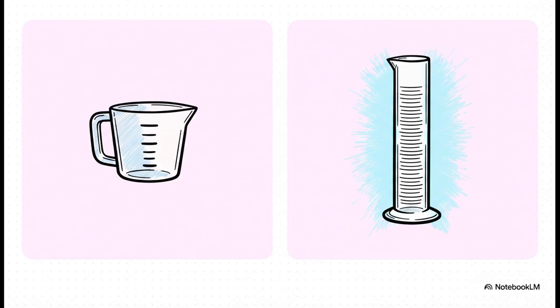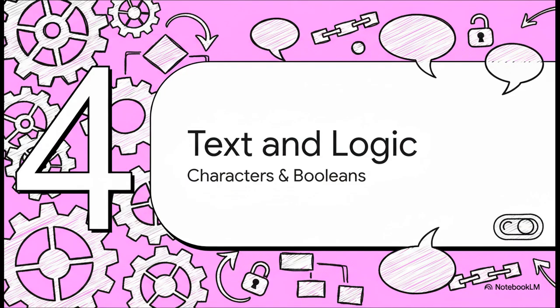It's simple. Java wants to ensure maximum precision right out of the gate. When you're performing highly sensitive scientific calculations, you really need that long trail of exact numbers after the decimal. Double guarantees that high-fidelity accuracy for you. Next up, section 4, text and logic. We're talking characters and booleans.